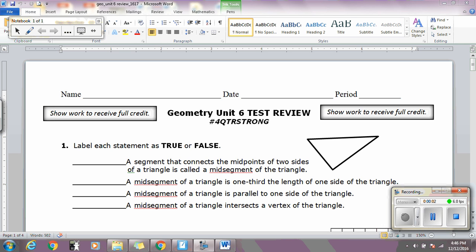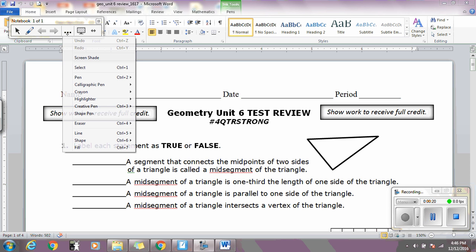Unit 6 test review tutorial. I will work through the problems with you, and hopefully you can understand each one so that you can be successful in your upcoming test. Number 1, I want you to label each statement as true or false.